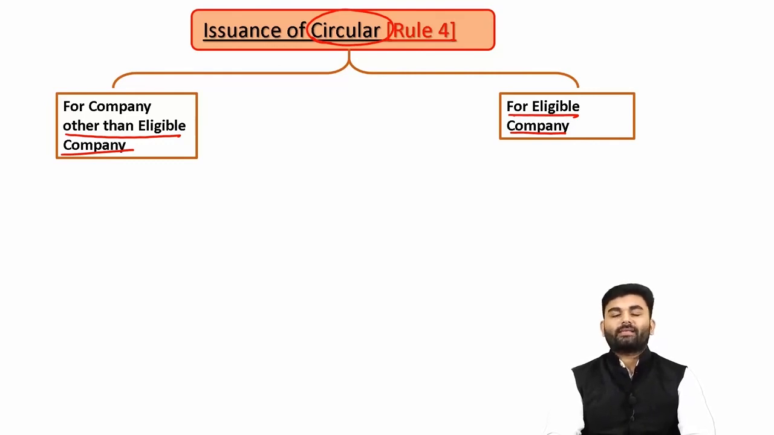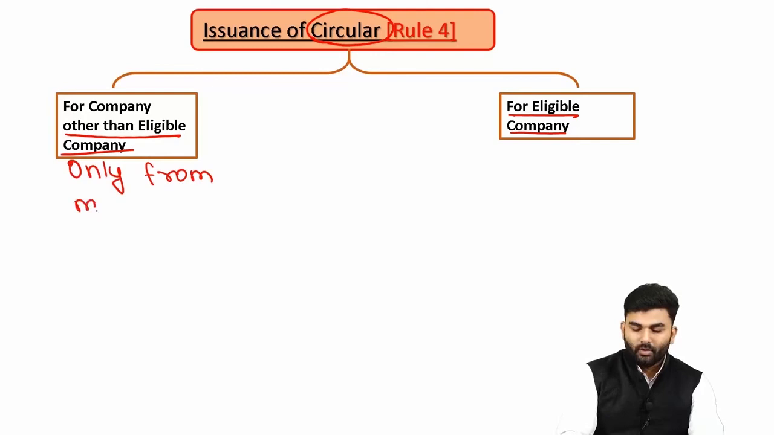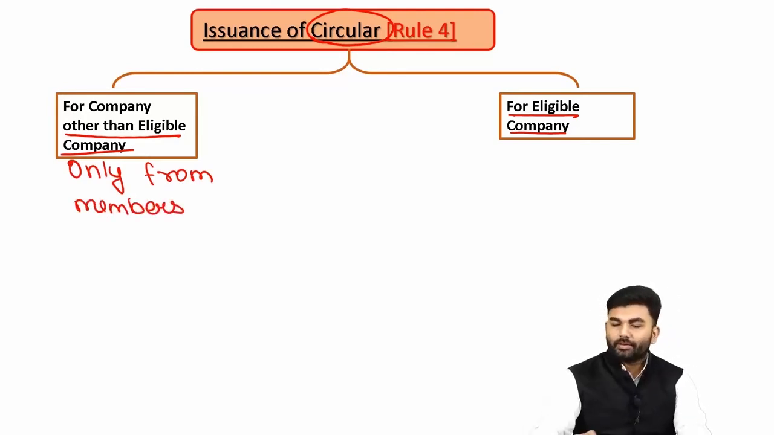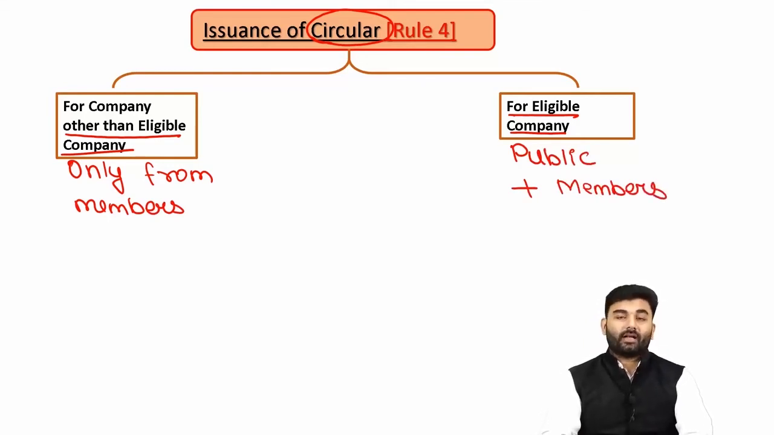So if your company is a company other than an eligible company, it means your company is going to accept deposits only from members. If your company is an eligible company, it means your company can accept deposits from the public at large as well as from members of the company. Before accepting the deposits, the company needs to issue an invitation to offer, that is nothing but a circular.